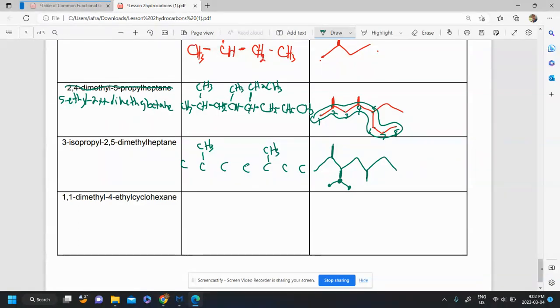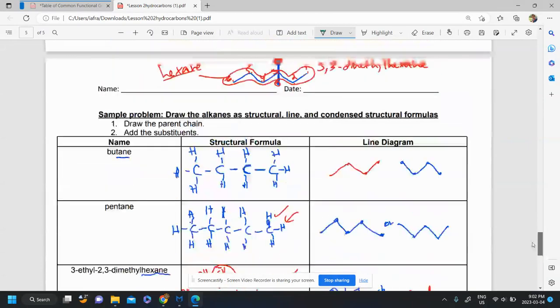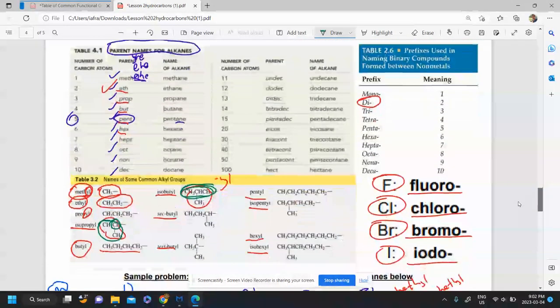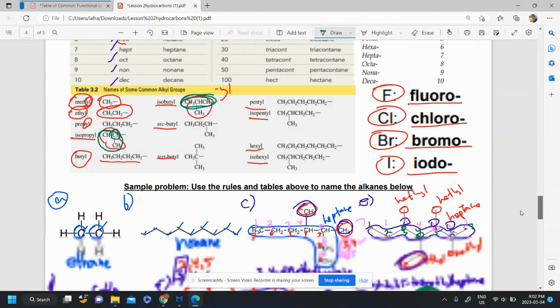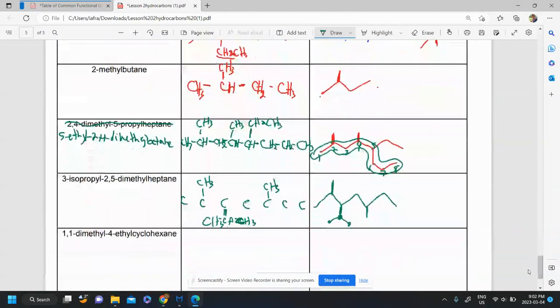Carbon number 3, we have an isopropyl. So you get that's CH3, and this is CH3. Notice that the middle carbon only has one H because it already has a bond from the carbon up here, here, and here. And that matches what isopropyl looks like over here. CH, CH3, CH3.